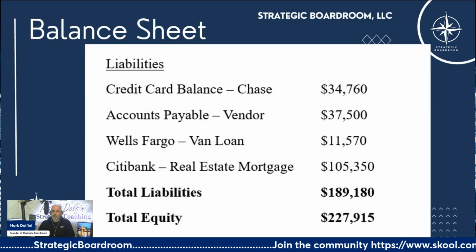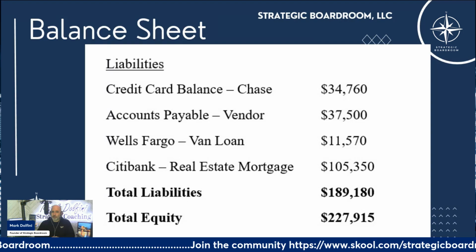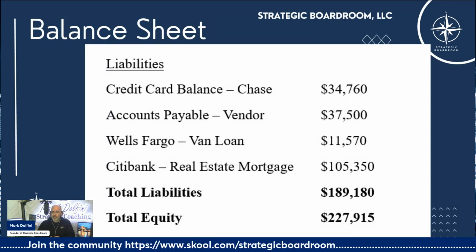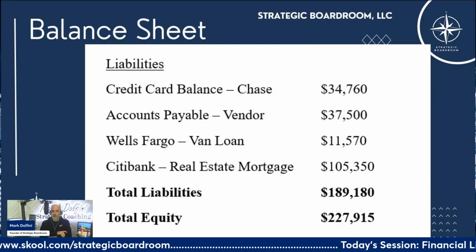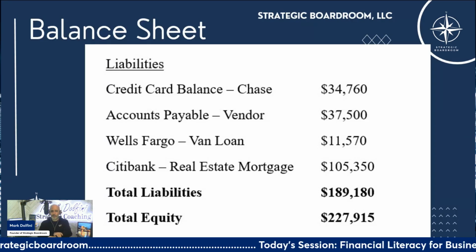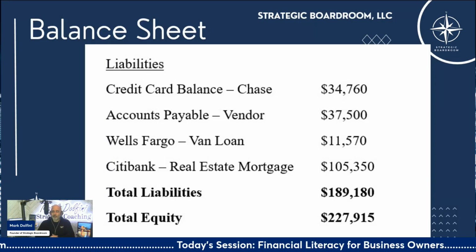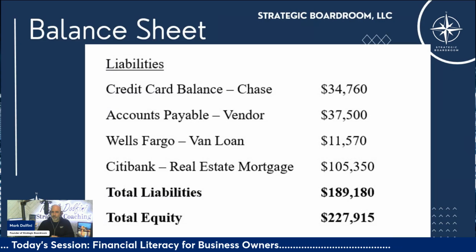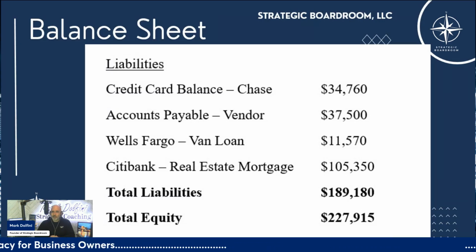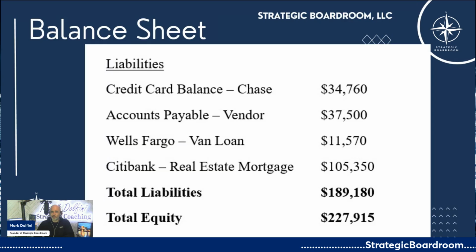You have a van loan from Wells Fargo, and the balance on that is $11,570, and you have a mortgage loan with Citibank for your warehouse, and that's $105,000. Adding all of those things up gives your total liabilities of $189,180. If you subtract the total liabilities from the total assets, that's where you're going to get the total equity of $227,915.